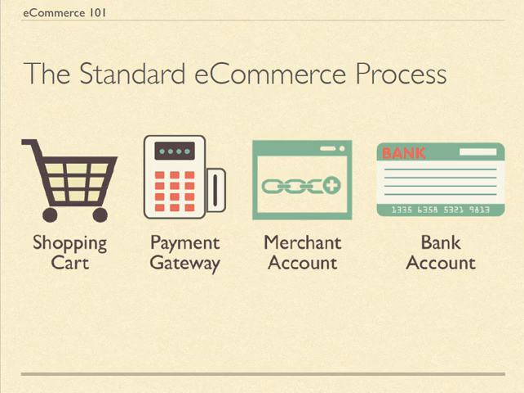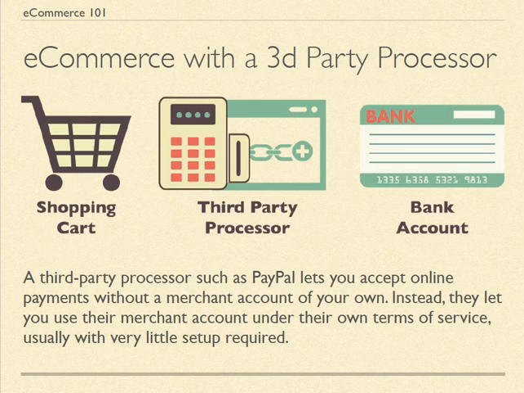The other option that we have available is to have an e-commerce website with a third-party processor. A third-party processor is going to allow you to accept online payments without needing a merchant account of your own. Instead, they let you kind of piggyback or use their merchant account under their own terms of service. This usually requires minimal setup. Examples of third-party processors are PayPal, Stripe, and 2Checkout, among others.